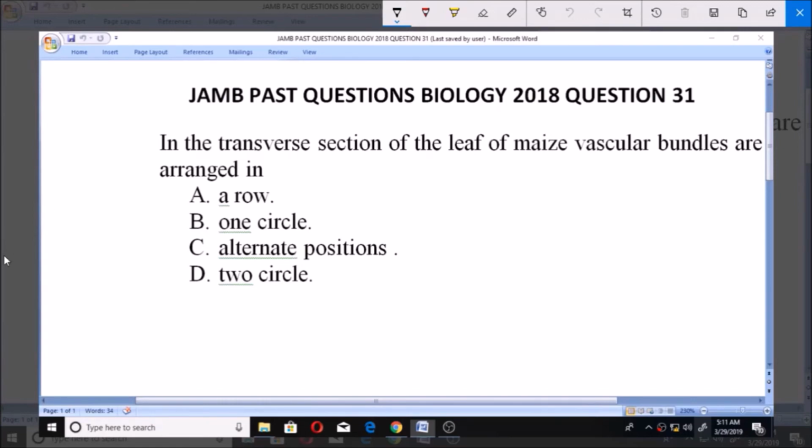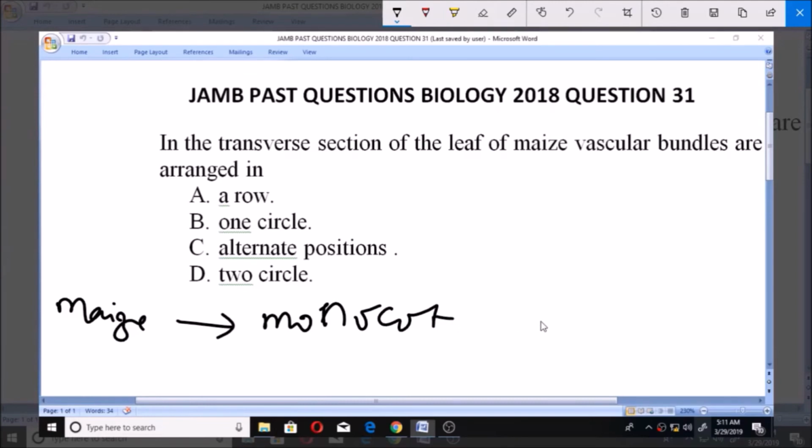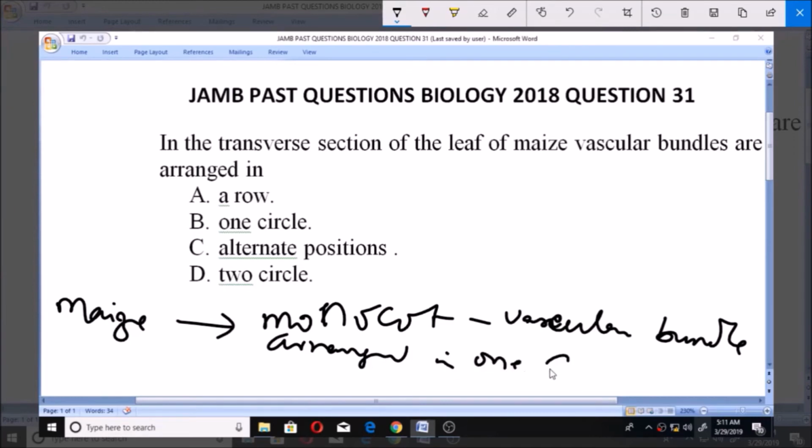So for a maize, which is a monocot, we have the vascular bundle arranged in one cycle. So that is how the arrangement is done. That is the transverse section of the leaf of a maize. The vascular bundles are arranged in one cycle. So option B is the right answer.